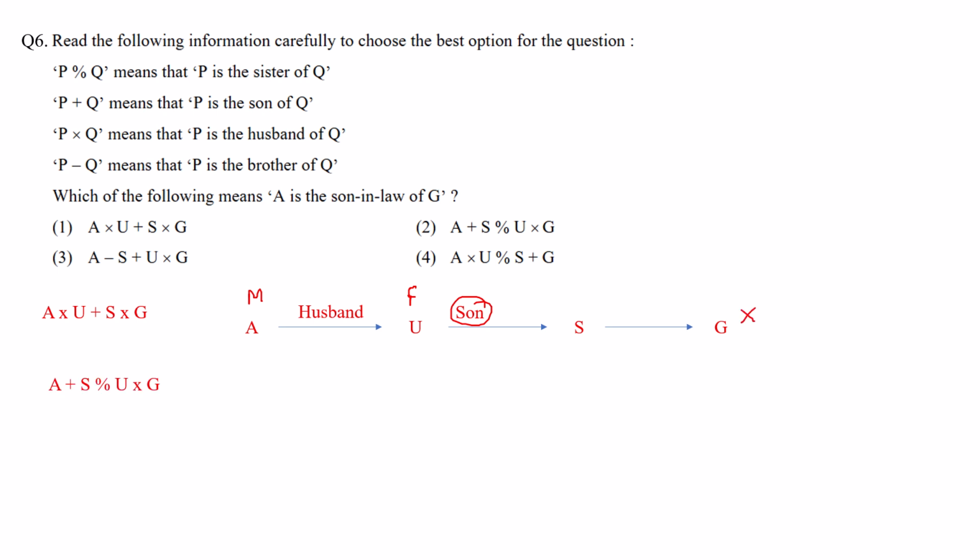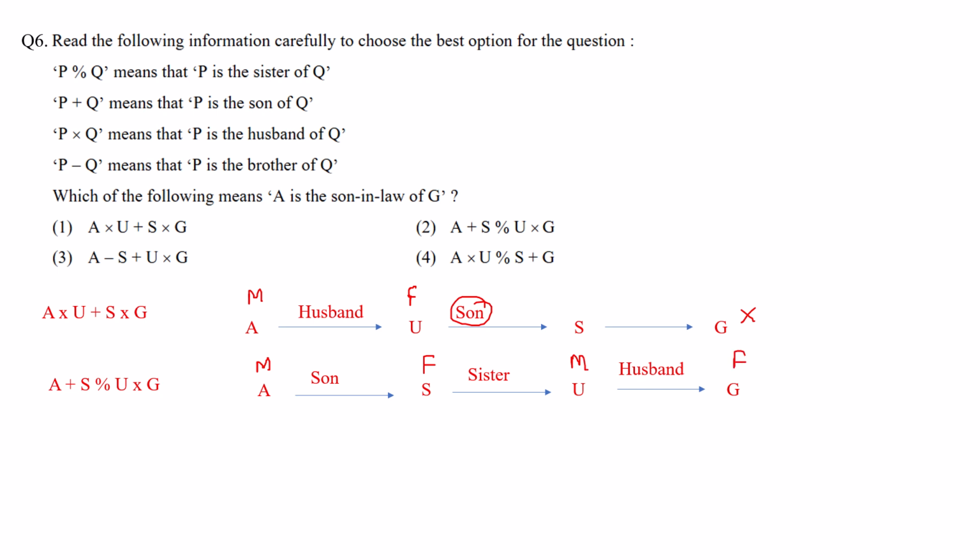Now move to the second one. A plus S. Plus means son. Okay, A is the son of S. So this will be male. Next is S percent U. Percent means sister. Okay, percent means sister. So from here I can say S is female, and then it is given U cross G. Cross means husband. So this is male and this is female.